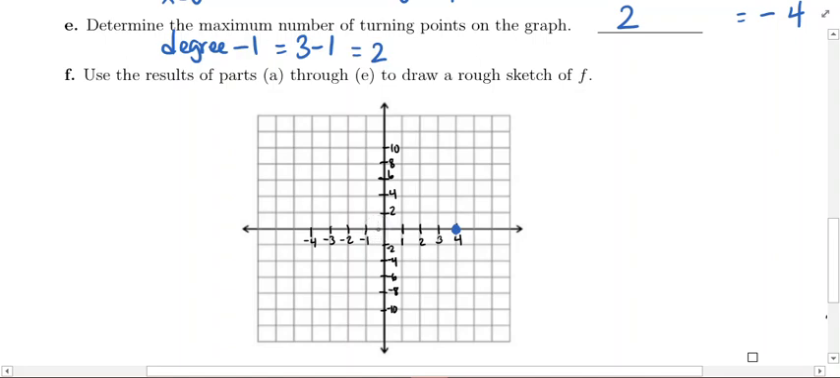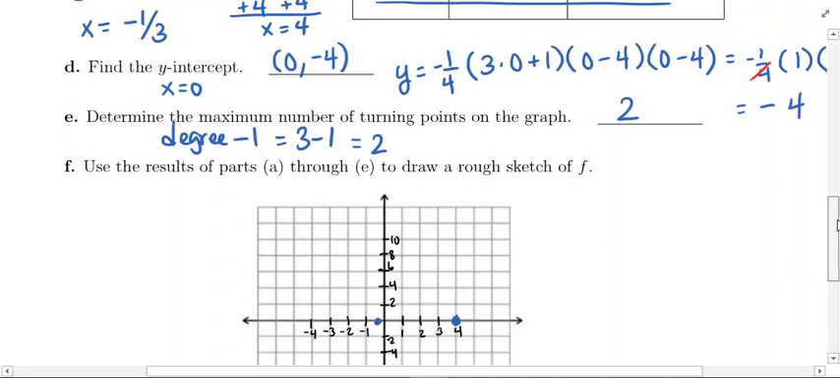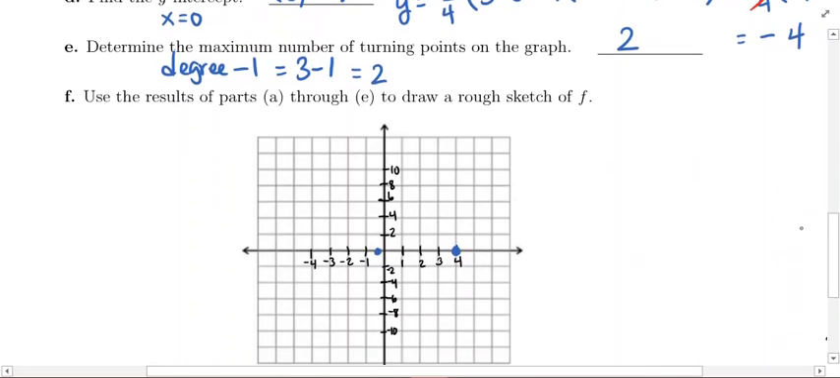Okay, so let's go ahead and say -1/3 is about right here. Okay, and then we can put our y-intercept, it's at (0, -4). Okay, so based on my scaling on the y-axis, that's going to be right here. All right, so let's try to put this together.